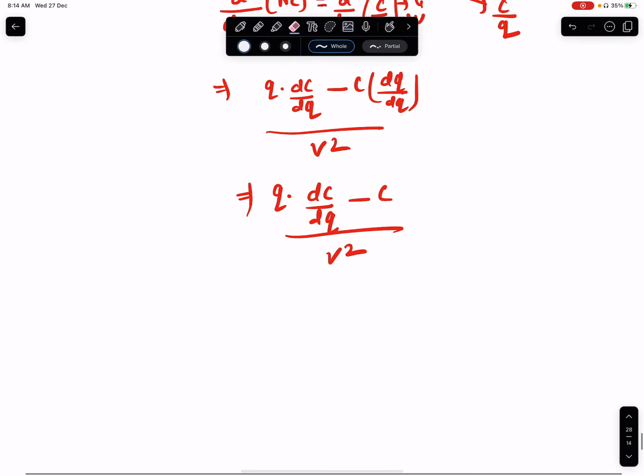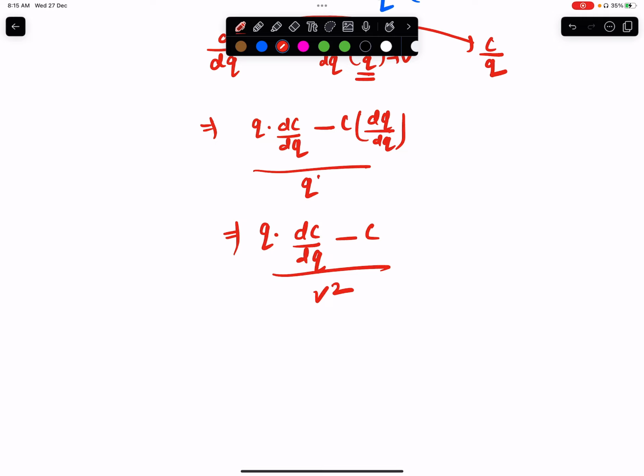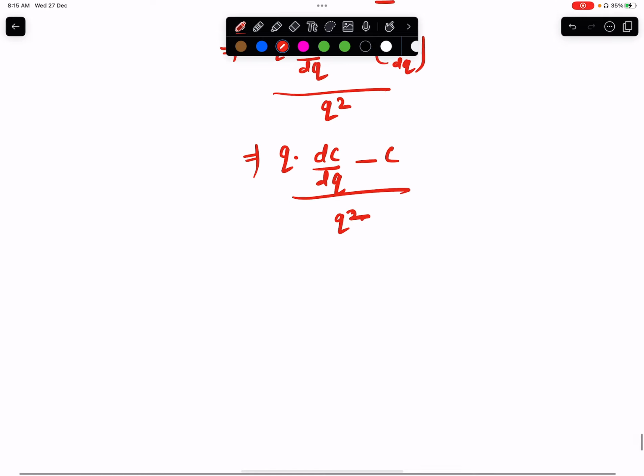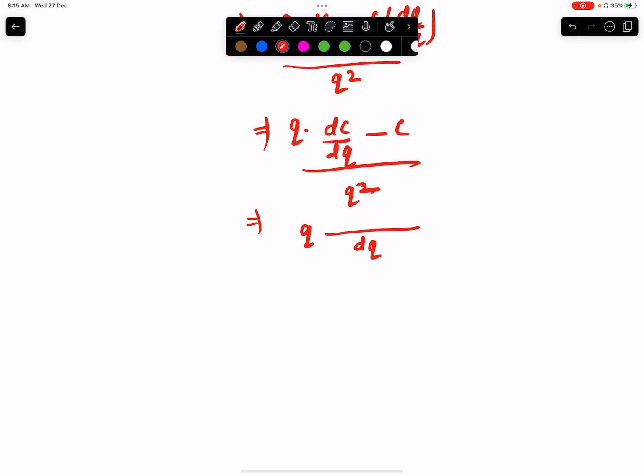But sorry, this is V. This is what? Q. This is Q square. So what will we get? We will get from here Q into dc by dq minus C. So this is Q into dc by dq minus C by Q square.